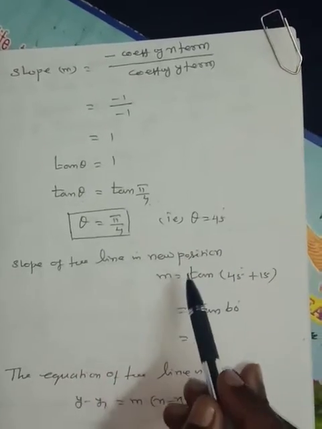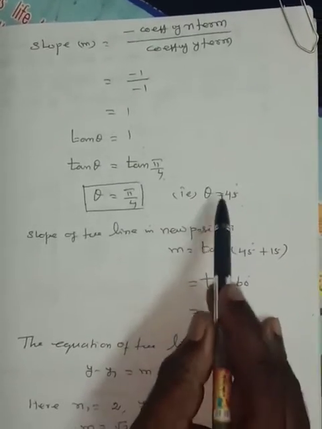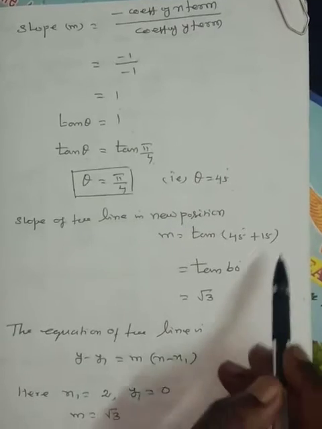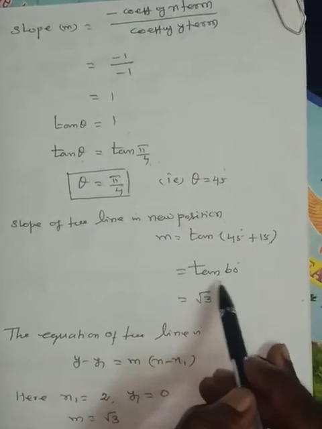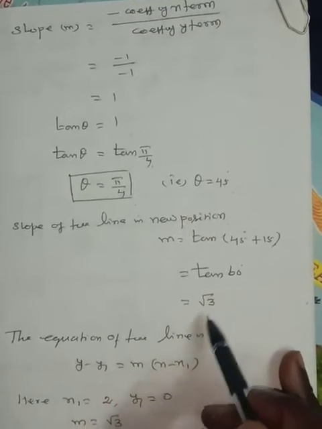Slope of the line in new position: adding 45 plus 15, we get tan 60 degree. Tan 60 degree means root 3.